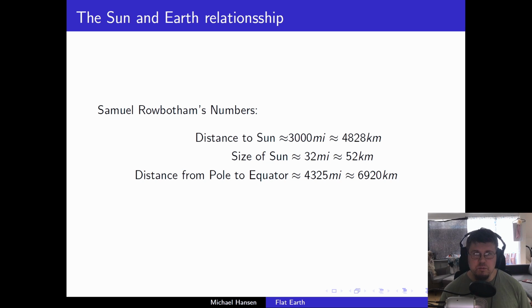And one thing that we do know is that every flat earther seems to agree that for somebody standing on the equator, because that is what we can observe, the sun should at a given point be directly above them in zenith. So we can use that relationship to figure out whether the flat earth model is viable or not. I have also included, though these are not Samuel Rowbotham's numbers, that the distance from the pole to the equator is 4,325 miles, or 6,920 kilometers.